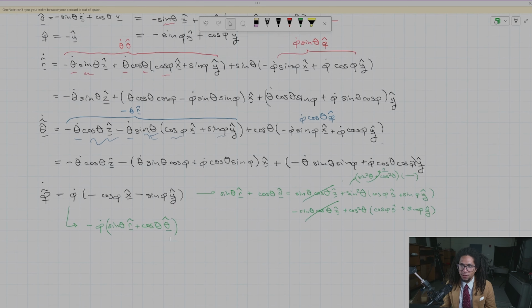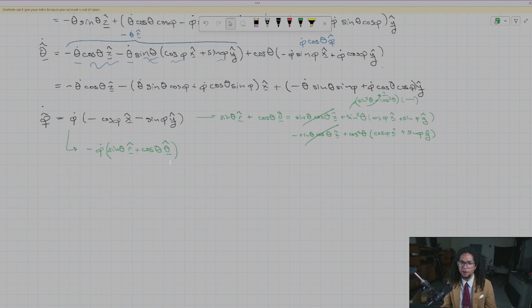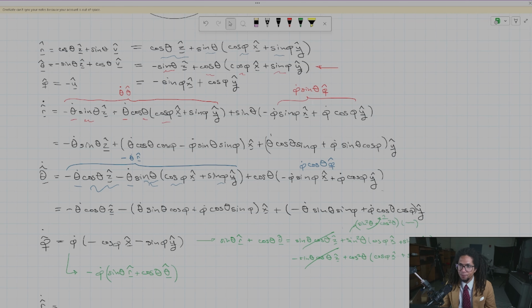Okay, let's put it all together now. So for r hat dot, we got what? Theta dot theta hat plus phi dot sine theta phi hat.